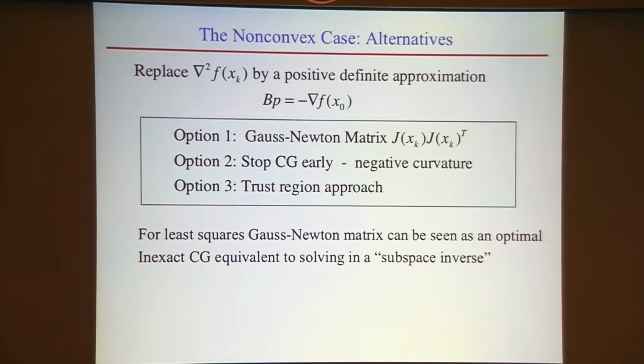So what other things could we do? We could replace the Hessian matrix by the Gauss-Newton matrix if it's a least squares problem. The Gauss-Newton matrix is always going to be symmetric and positive semi-definite, maybe not positive definite, and we could use a multiple of the identity. And here's another thing that is done often in practice. You can stop the conjugate gradient method early, and what it will do is explore the positive definite part of the Hessian.